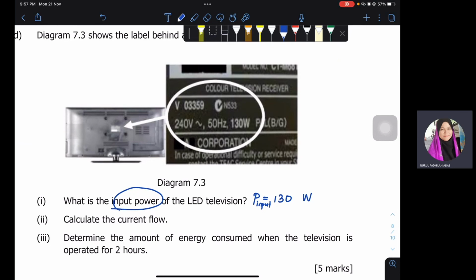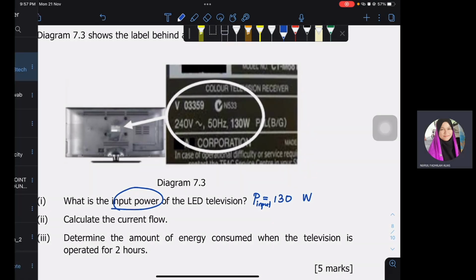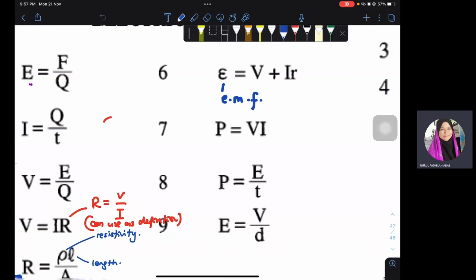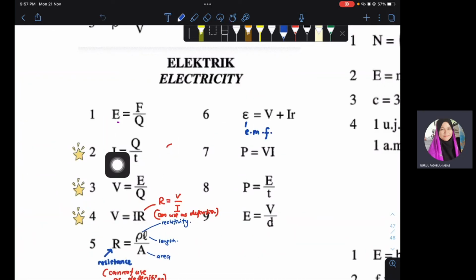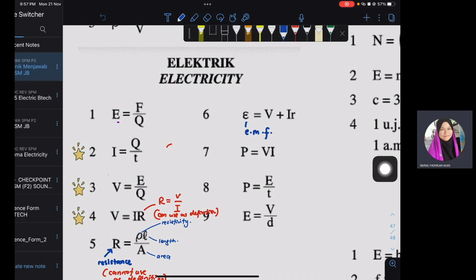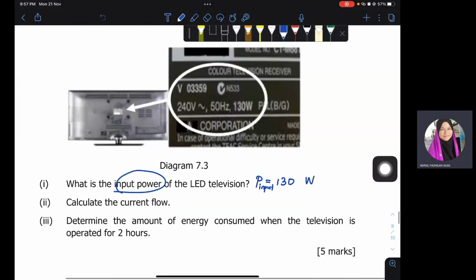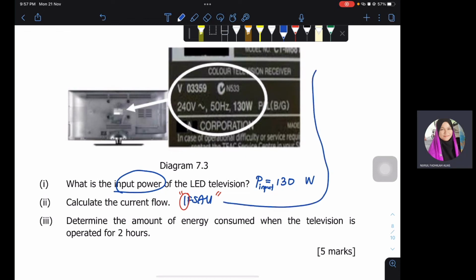Calculate current flow. Okay, that's not difficult. Dalam formula sheet ada tak? Okay, ada current. Okay, ada banyak formula ada current. 1, 2 boleh, 4 boleh, 7 ada. 2 ada, 4 ada, 6 pun ada current, 7 pun ada current. Tapi mana satu yang paling sesuai? Tengok info yang diberi. So, yang paling sesuai, kalau kita tengok pada info, ni cara nak dapatkan full mark lah. Apa info yang diberi? Yang lain-lain tu semua tak sesuai. Yang paling sesuai berdasarkan info given is this.